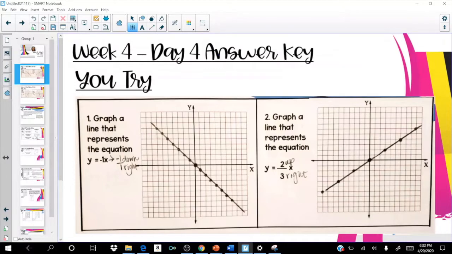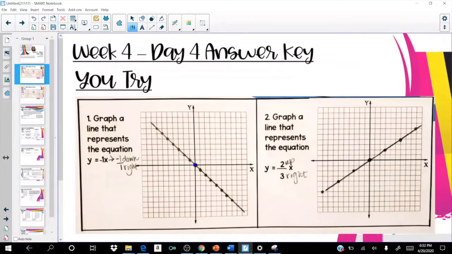Okay? From there, you can determine your rise over run directions. Negative 1 represents the change in y. And because it's negative, you are going to go down on the y-axis towards the negative numbers. Okay? Then positive 1 represents the change in x. So you will go to the right on the x-axis towards the positive numbers. From there, you are going to start at 0, 0.